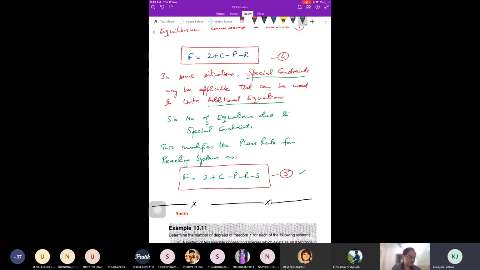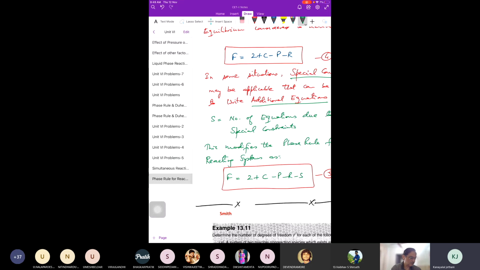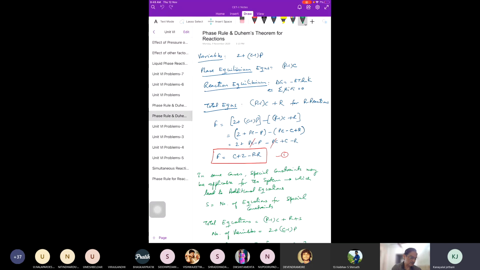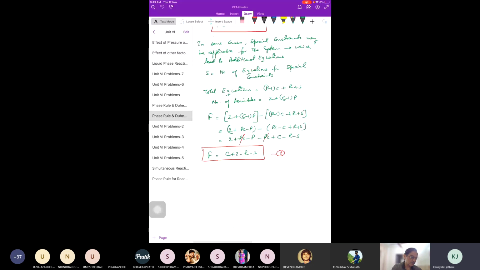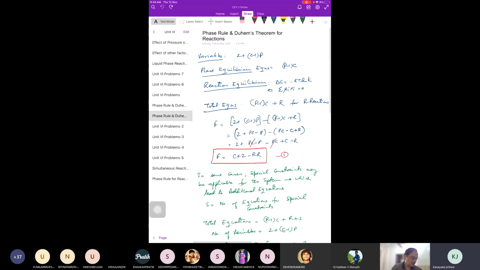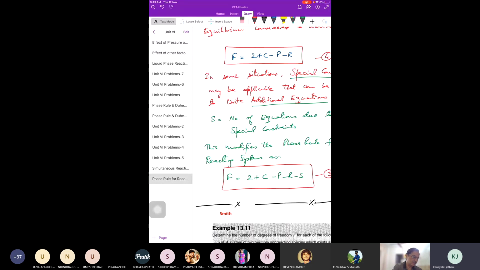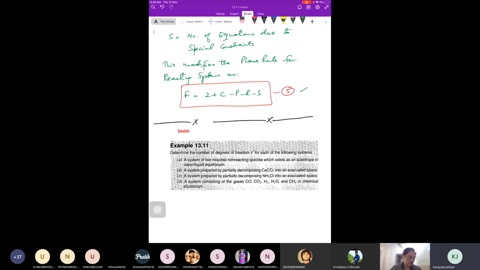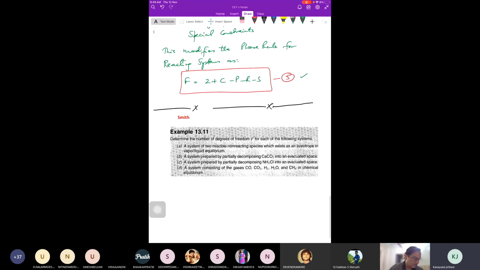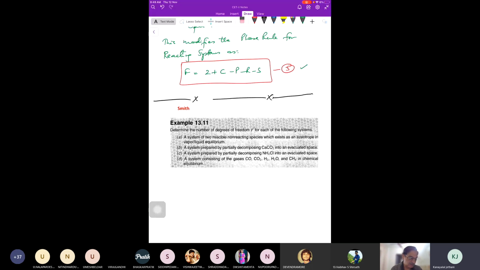Okay, any questions? So let's solve some problems and you'll see how it is done. Okay, so let's look at this example. Isme se bahut baar final exam mein aata hai. Smith ka question hai, solved example hai.